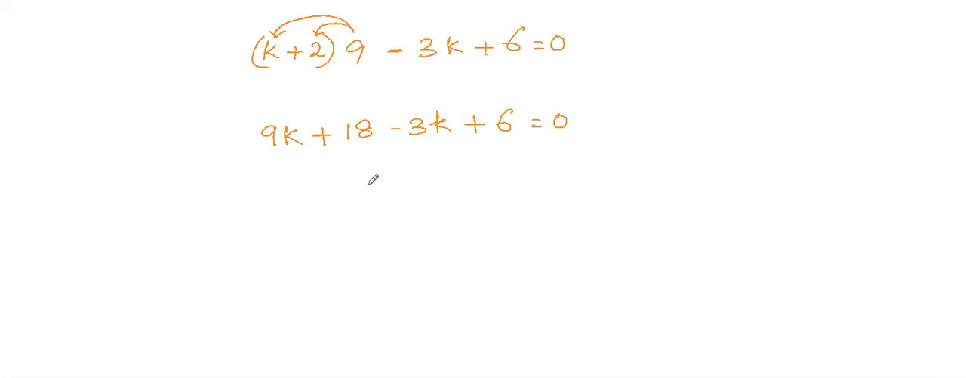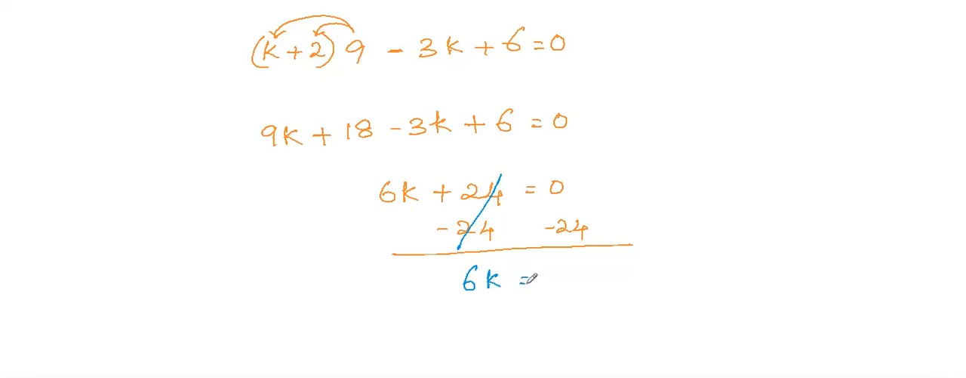So now combine like terms. So 9k minus 3k becomes 6k and 18 plus 6 becomes 24. So 6k + 24 = 0. If you subtract 24 on both sides, we'll get 6k equals minus 24. So if you divide by 6 on both sides, k equals minus 24 by 6. So which is k equals minus 4.